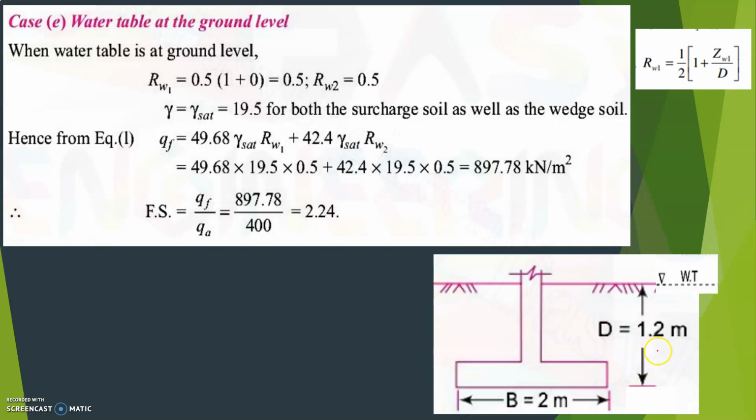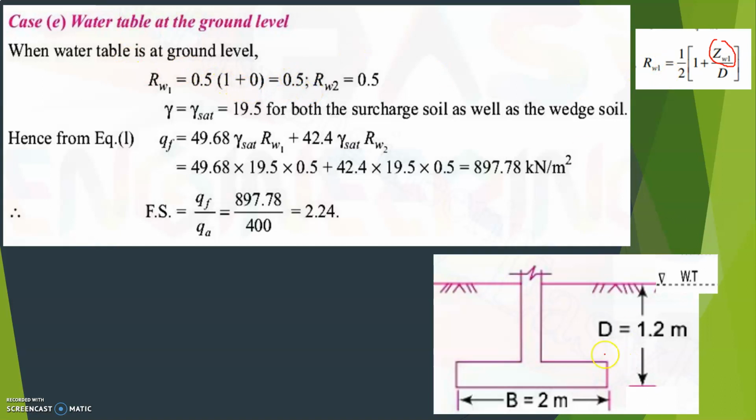That is done. Now what about RW1 and RW2? RW1, here the water table is at this point only. So what is ZW1? ZW1 is the position of the water table, the distance from the ground level to the water table. But the water table is now at the ground level only. So ZW1 is equal to 0. So this is the equation to calculate RW1, that is equal to half into 1 plus ZW1 divided by D. Now ZW1 is equal to 0. So this term becomes 1. 1 into half, that is 0.5. RW1 is equal to 0.5.